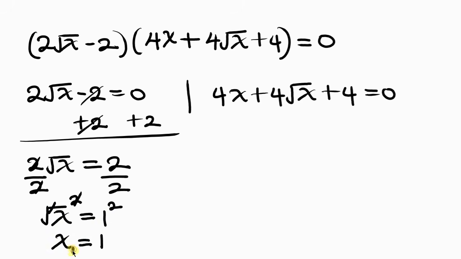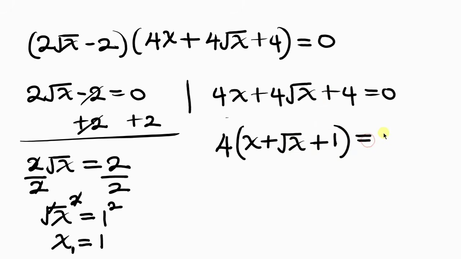So our first value of x is equal to 1. Now let's get other values of x from our second case. From our second case, you notice that 4 is common, so we can factor out 4. Now open brackets. 4x divided by 4 will be x, plus 4 root x divided by 4 will be root x, and then plus 4 divided by 4 is 1. Very good. And this is equal to 0.